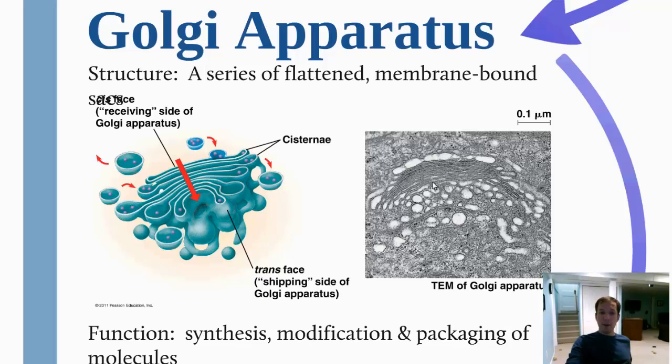You can see in the microscope image here the receiving side on top, the flattened set of membranes in the middle, and then all these vesicles that are ready to go somewhere else in the cell on the bottom. So the way you can tell the difference between the smooth ER and the Golgi is the presence of all of these vesicles on either side of the structure of folded membrane.